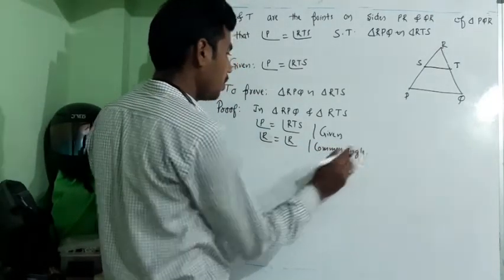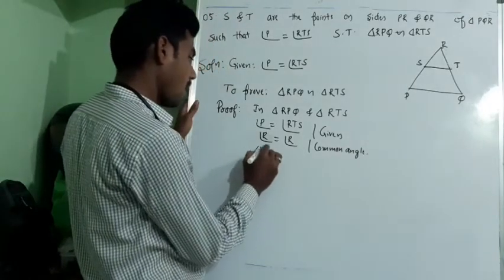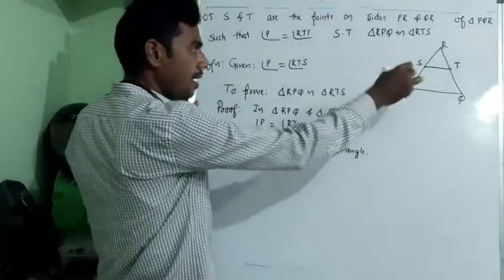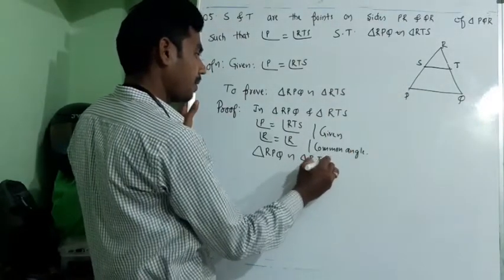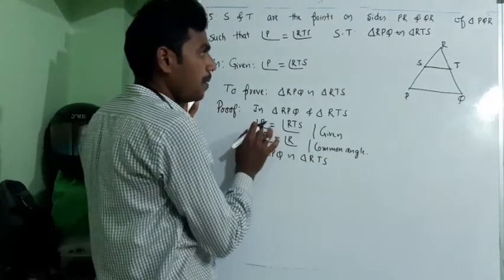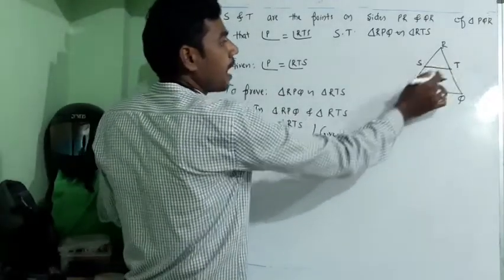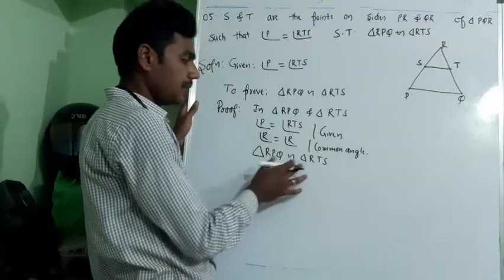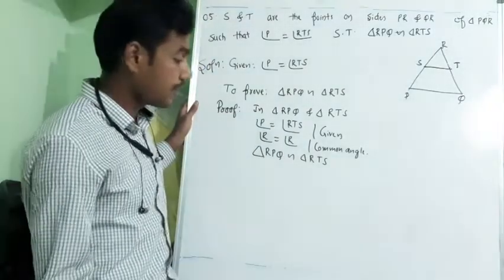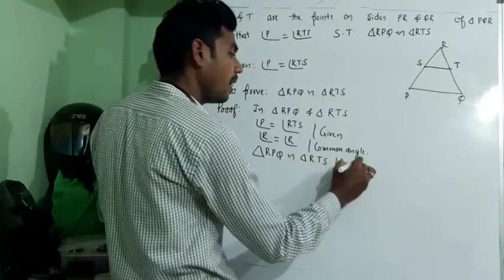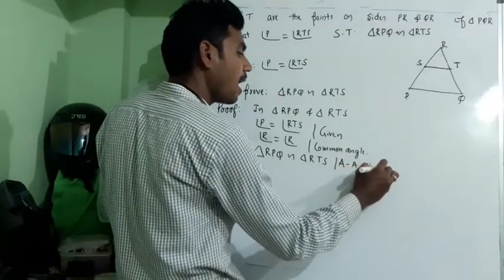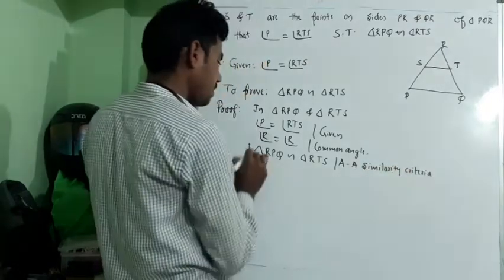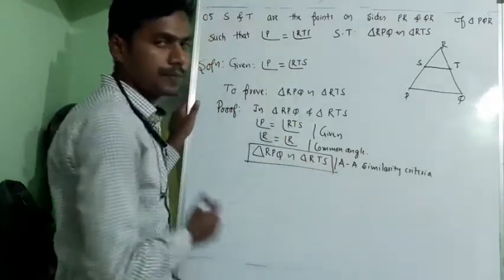So what can I write now? See, triangle RPQ is similar to triangle RTS because angle P is equal to angle T and angle R is equal to angle R. That is the reason RPQ is similar to triangle RTS. Why? Because of AA similarity criteria, angle similarity criteria. So this is the required proof. Please note this down.